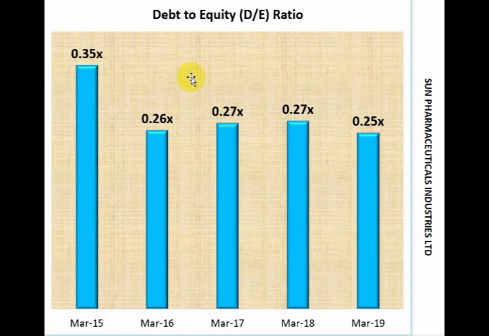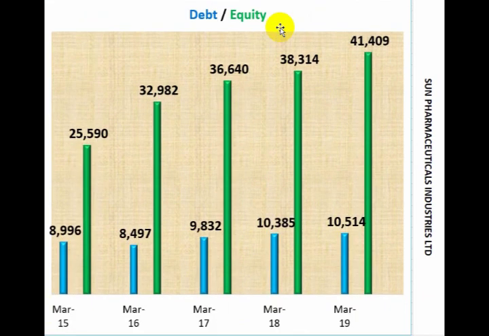In this particular case, we can see that the debt to equity ratio of March 19 was 0.25 times, meaning the debt was just 25% of the total equity contribution. In value terms, we can see that the total equity contribution or net worth of the company is growing from 25 to 41,000 crores, whereas the debt is quite flat at around 8,900 crores to 10,500 crores.